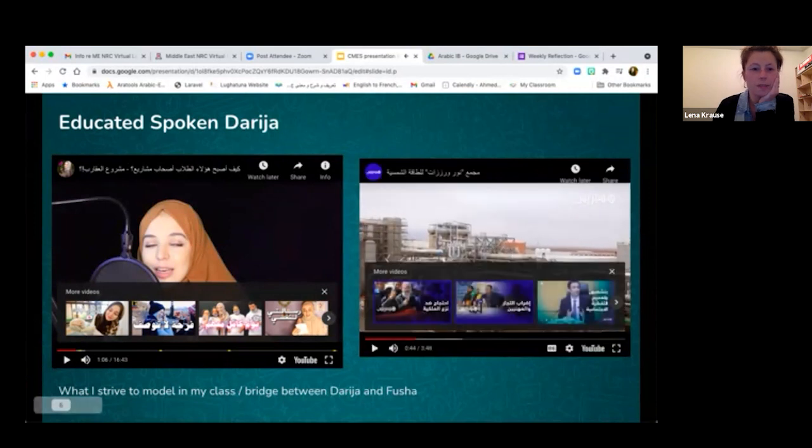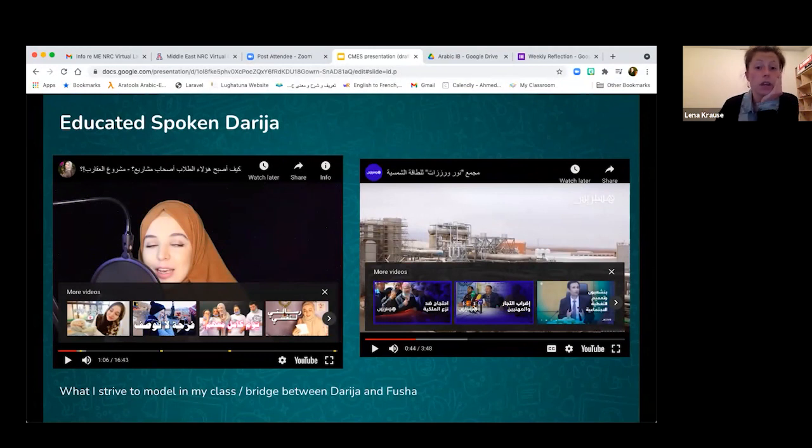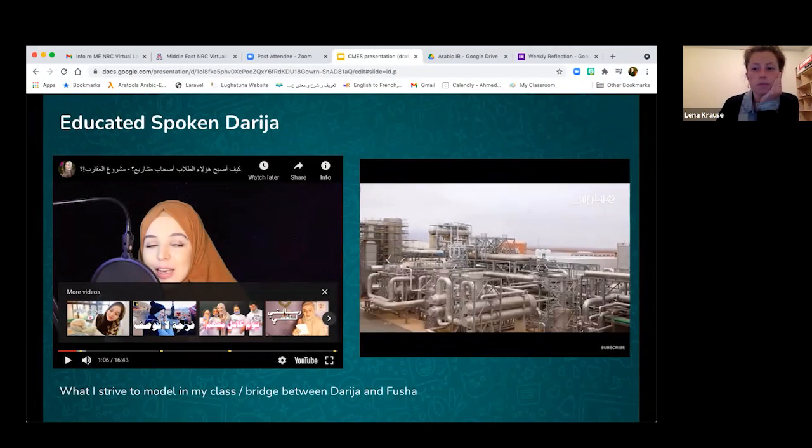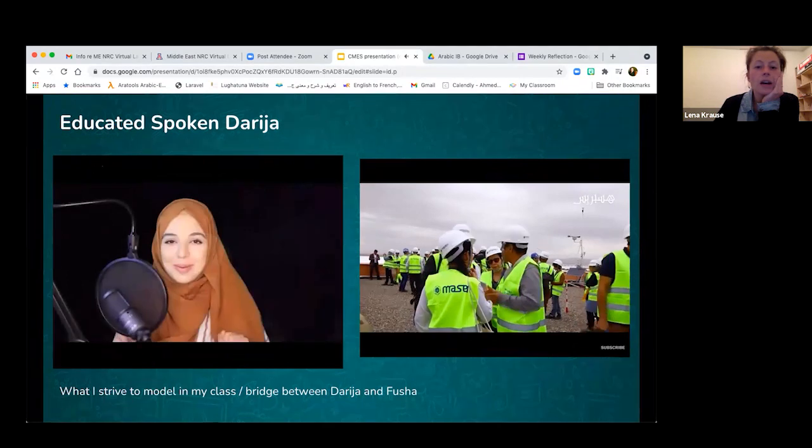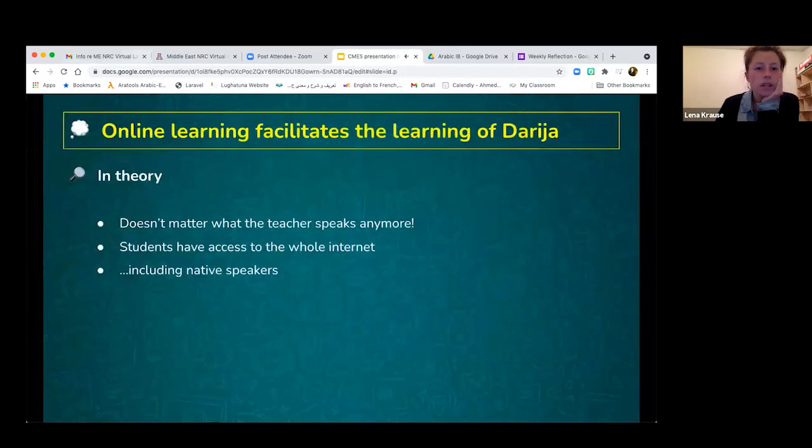I'll stop there. Two examples of how Darija can be on the spectrum of totally Amiya to Fusha. Did I miss a slide?